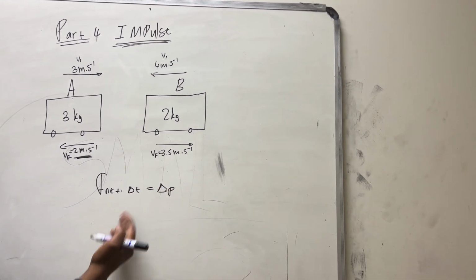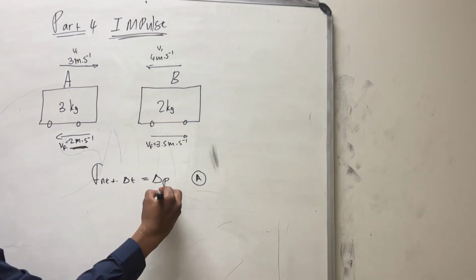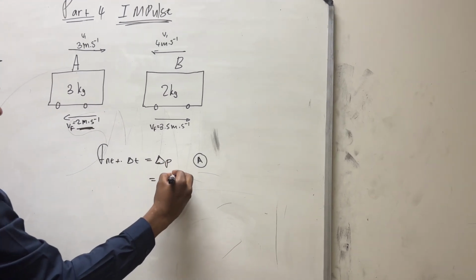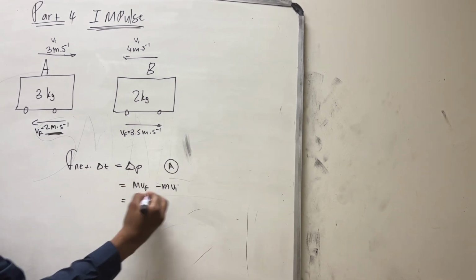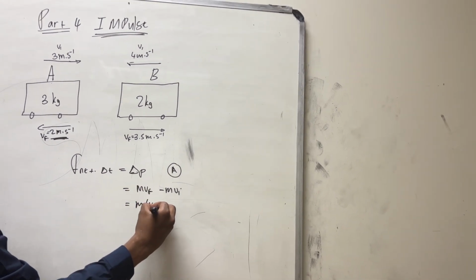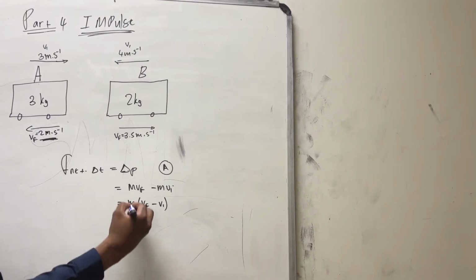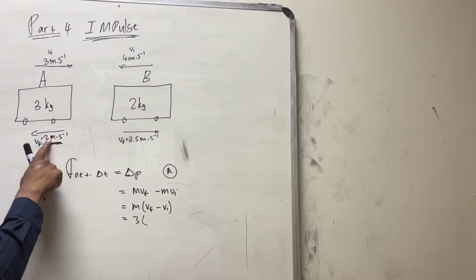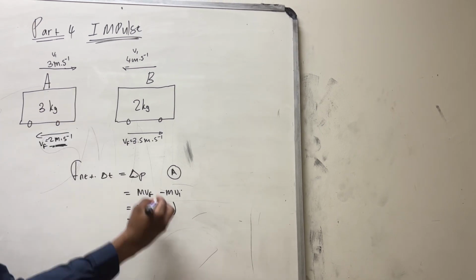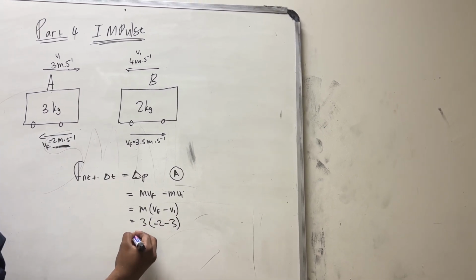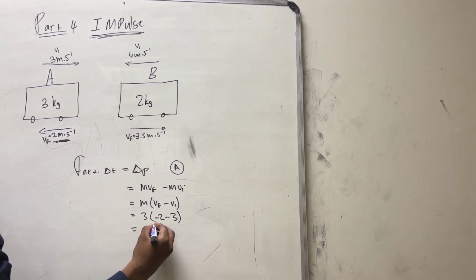So if you are asked to calculate the impulse, we can use car A, say the change in momentum. It means final momentum minus initial momentum of car A. Remember the mass is the same because we are using the same car, so it's m times (V final minus V initial). The mass for car A was 3, V final for car A was -2, and V initial for car A is 3. So we have 3 times -5, which is -15.